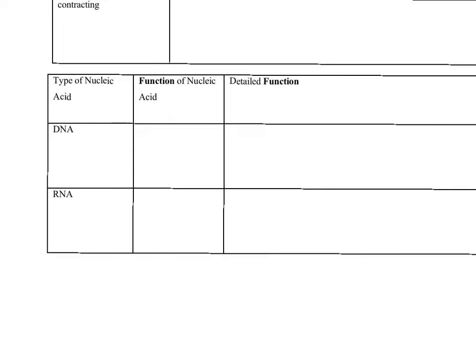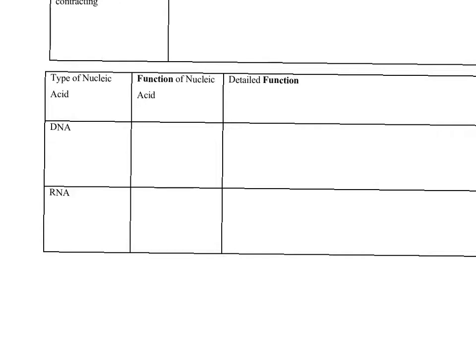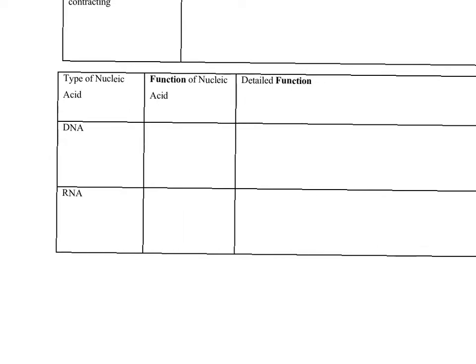Okay, you guys, our last section on biomolecules is what we call nucleic acids. So we have two types of nucleic acids. We have DNA and we have RNA.